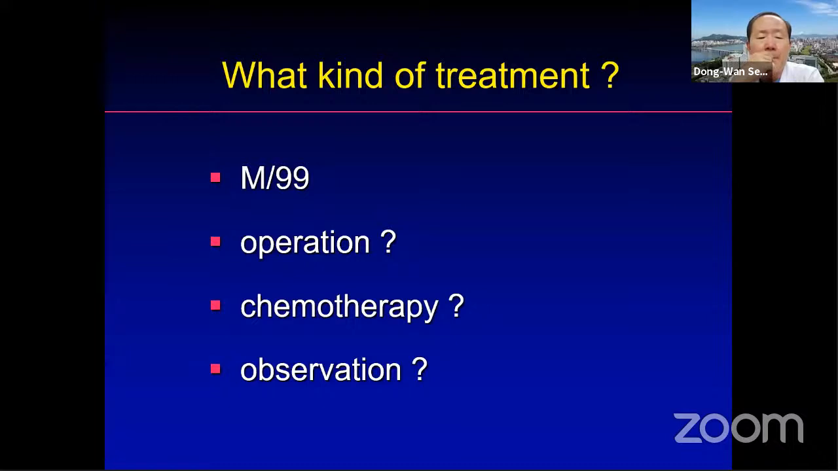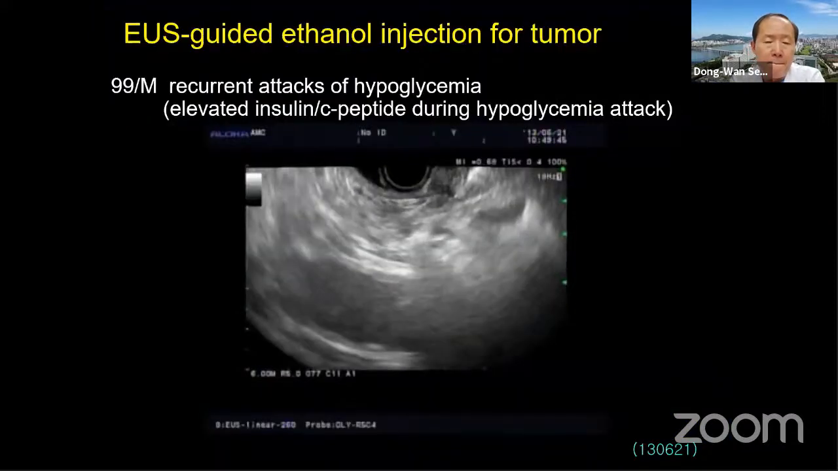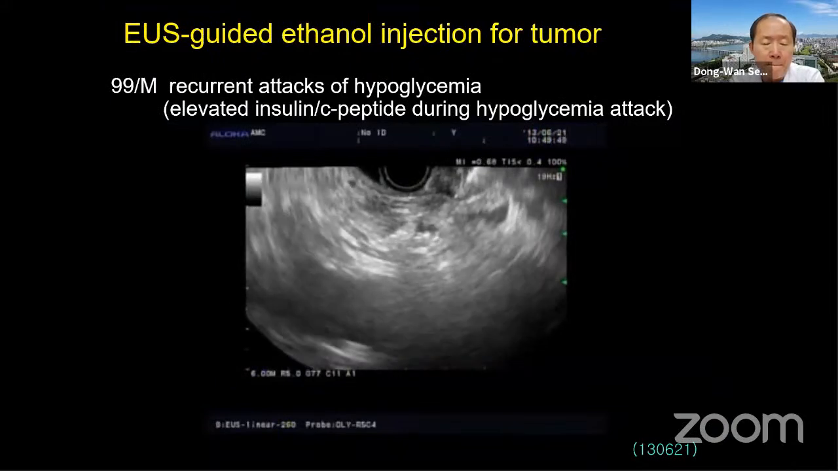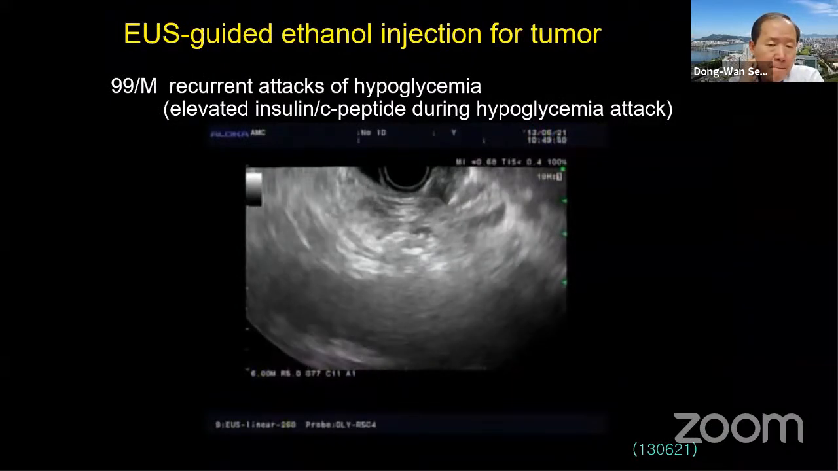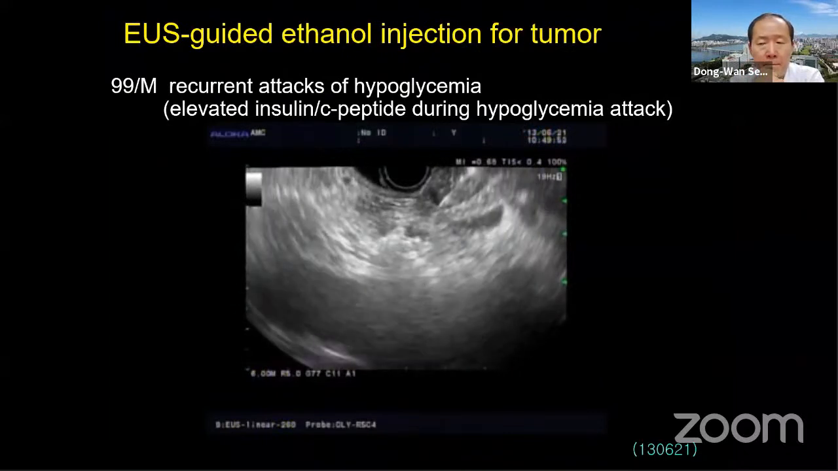But the problem was, what kind of treatment should we offer to this case? This is an almost 100-year-old gentleman, and pancreas head resection may not be a good option because of high surgical morbidity, even mortality. Chemotherapy may not be advisable. Observation is not possible because of recurrent collapse. I decided to treat this case by EUS-guided ethanol injection.